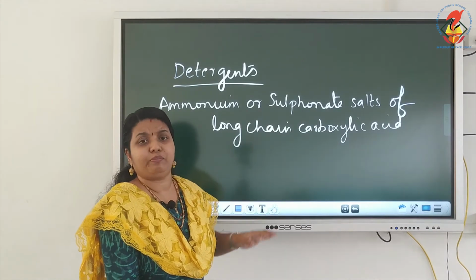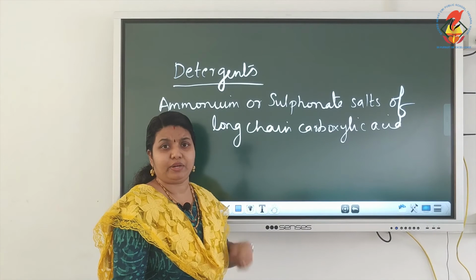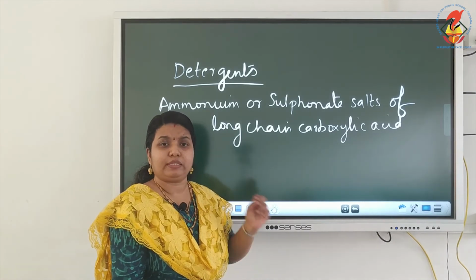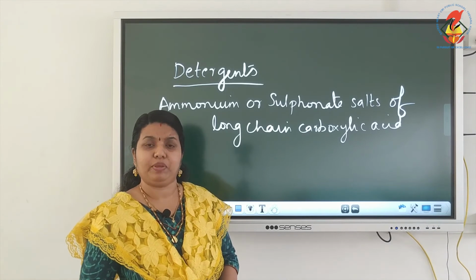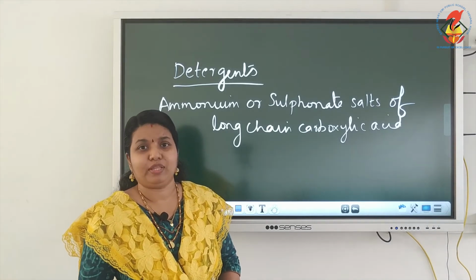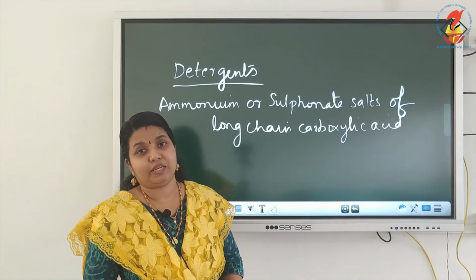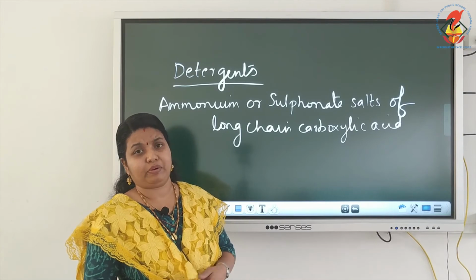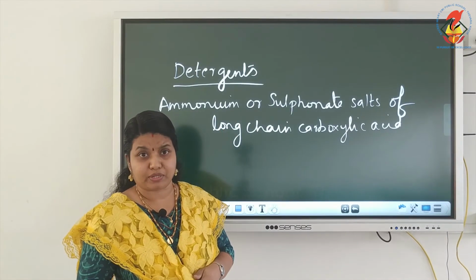So, they do not form precipitate with the calcium and magnesium ions present in hard water. The advantage is the charged ends of these detergents do not produce precipitate with calcium and magnesium ions present in hard water. So, they can be effectively used in hard water also. Detergents are used in the manufacture of cleaning products like shampoos. Okay. So, that is about detergents. I hope you understood this.